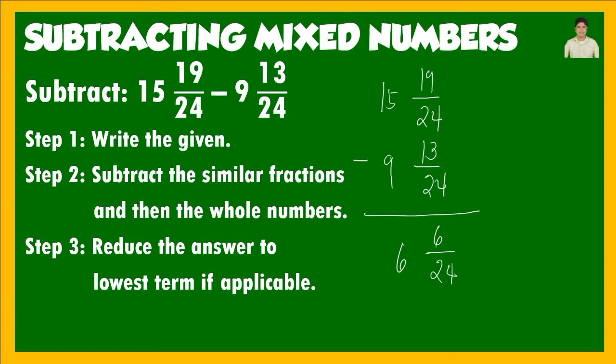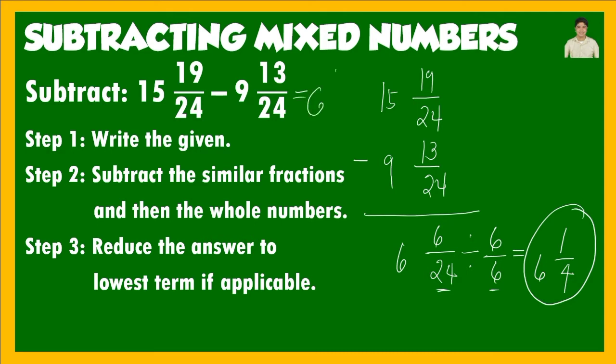So we have to simplify 6 over 24 simply because they have a greatest common factor, which is 6. Their greatest common factor, or GCF, is 6. So we have to divide 6 to both numerator and denominator. Now, let us copy 6, the whole number, and then 6 divided by 6, we have 1. 24 divided by 6, we have 4. So our final answer is 6 and 1/4. Now, let us proceed to the next lesson.